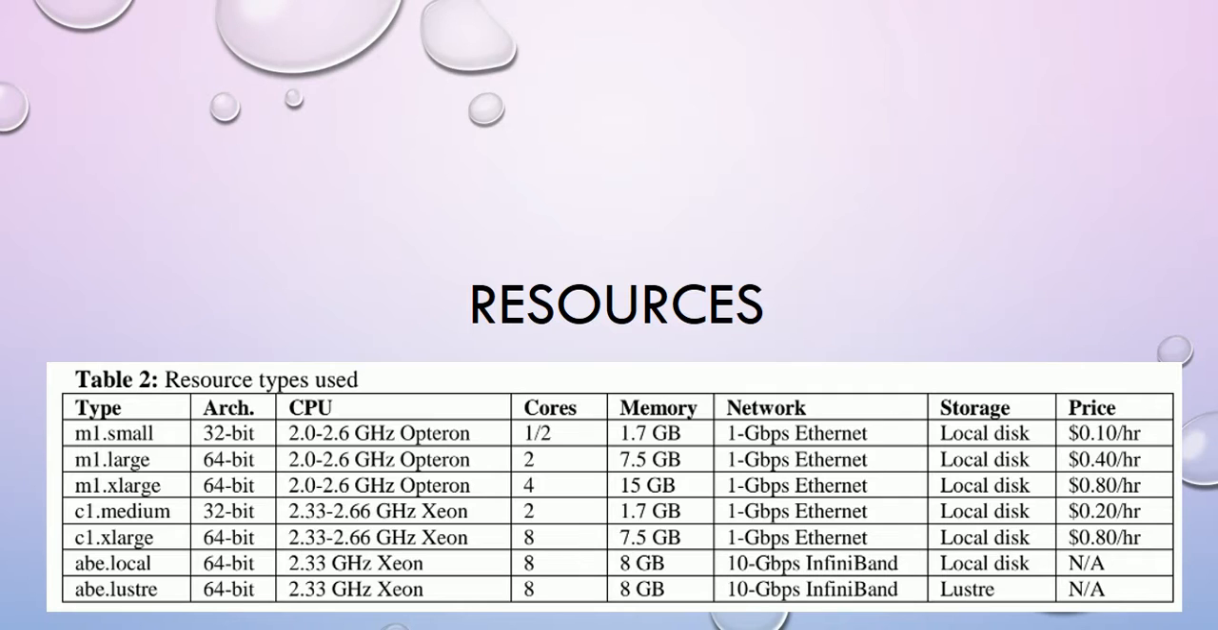So this is all about the table, and you can look at the core, the CPU they are using, the architecture, how many bits they are using, the memory for each of them, the network, how the things are getting stored, and of course the price. You can see that in ABE local and Lustre there is no price given.